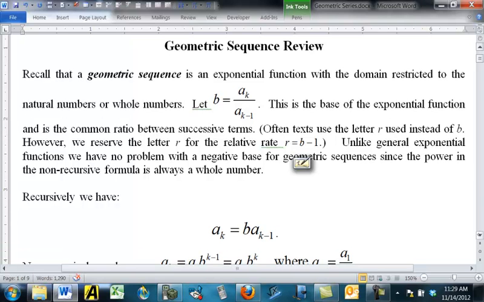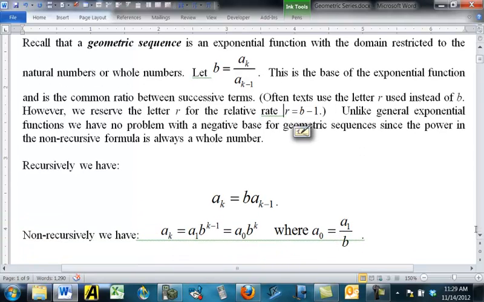A base of 0 would be kind of boring. All the terms after the first one would be 0, and a base of 1 would be kind of boring because all the terms would be the same as the first one.